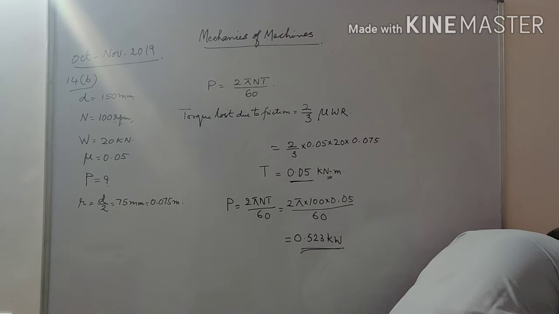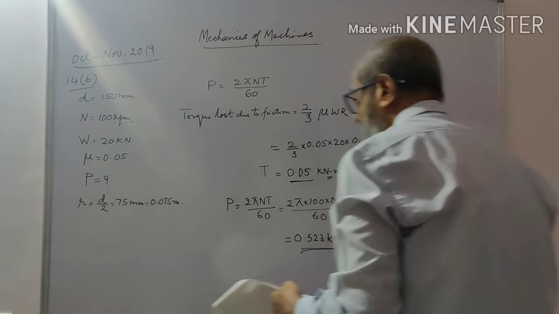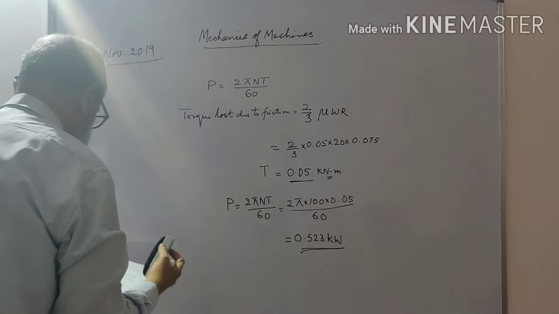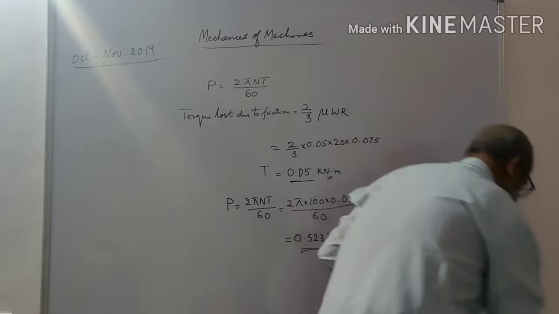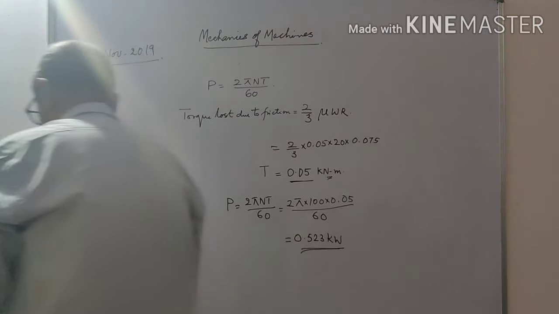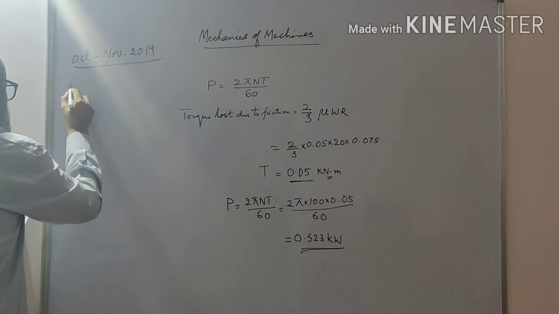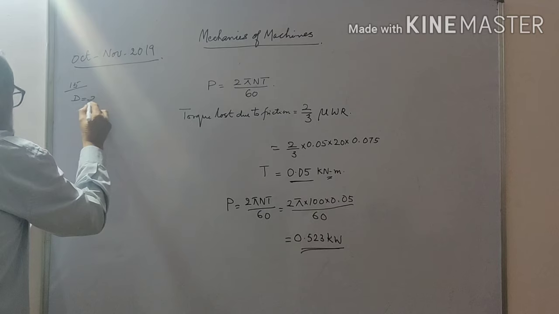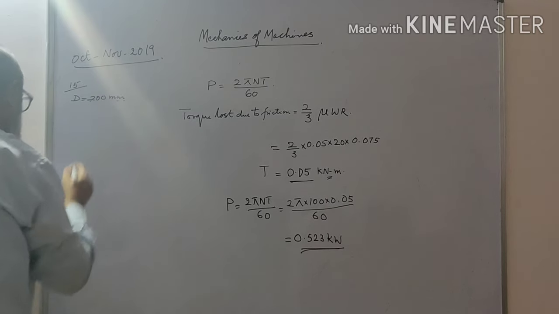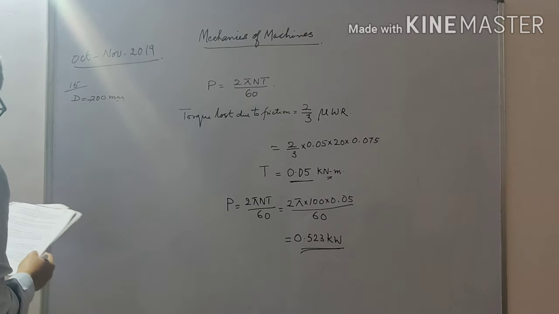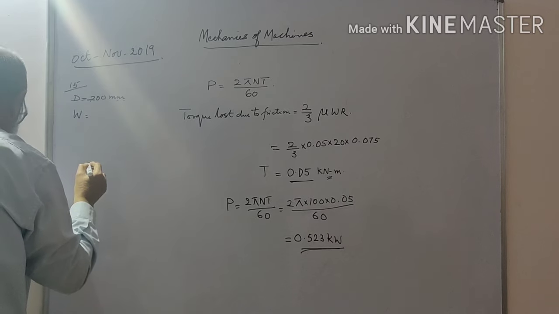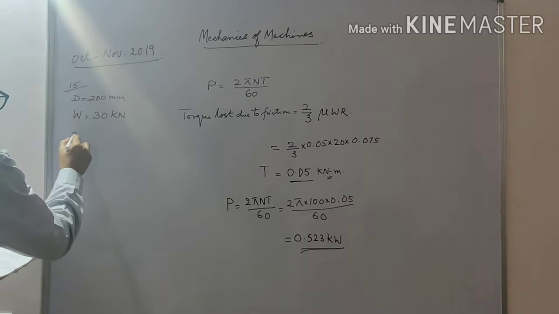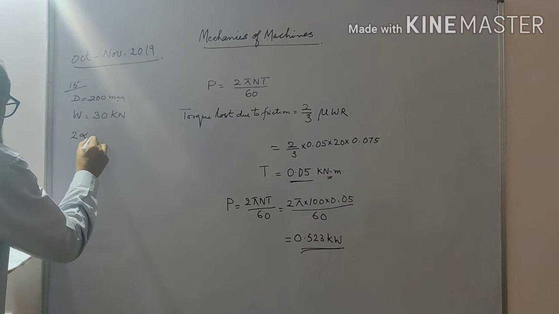Next, problem 15, for 10 marks. It is again on bearing, conical pivot bearing. A conical pivot bearing supports a vertical shaft of 200 mm dia. This is 15. The diameter of the shaft is 200 mm. It is subjected to a load of 30 kilonewton. The angle of cone, 2 alpha, is 120 degree.